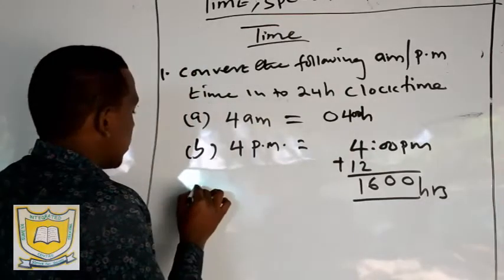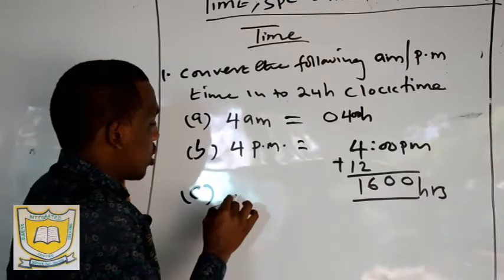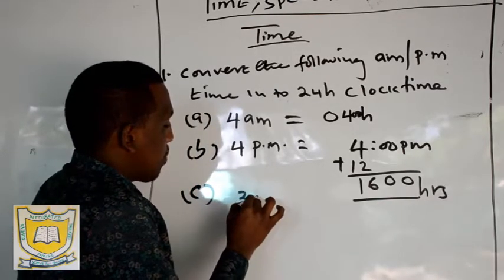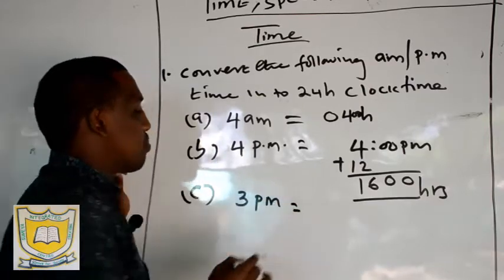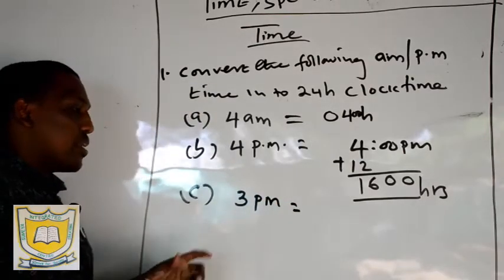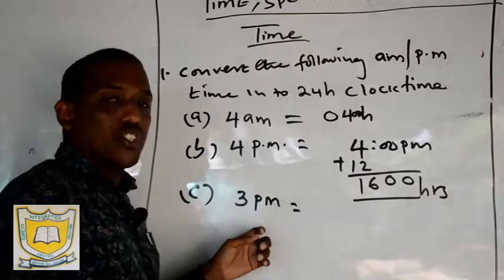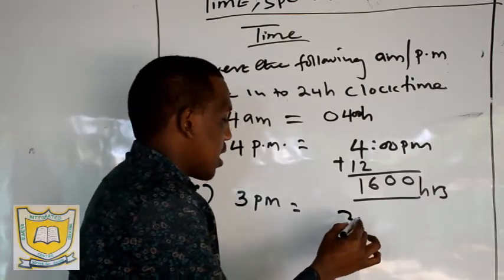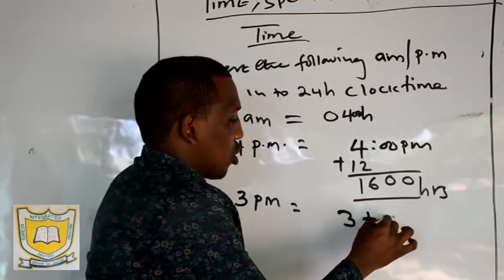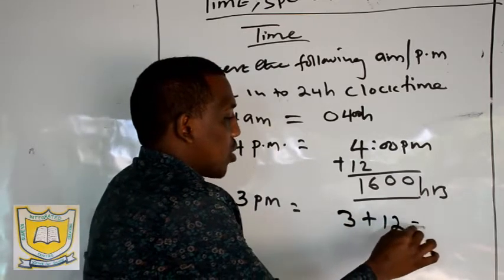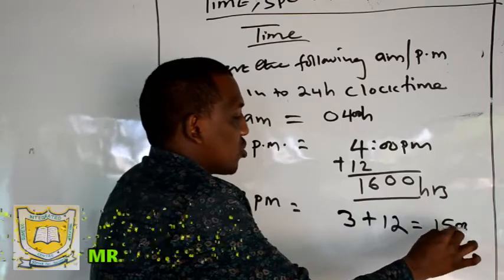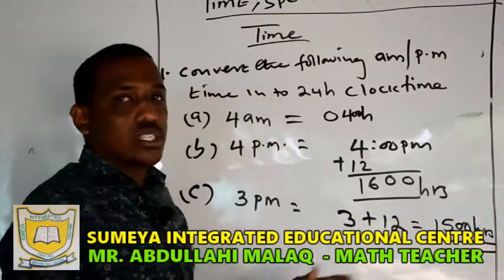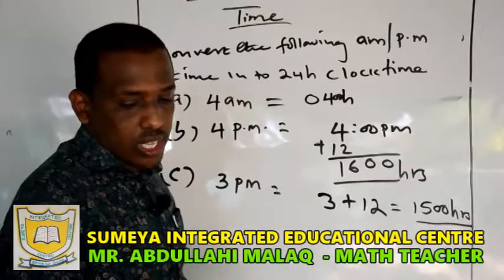Let's say another one, C. You are told 3 PM. We want to change this 3 PM. You say 3 plus 12, which is equal to 1500 hours. That's how we write it into 24-hour clock system.